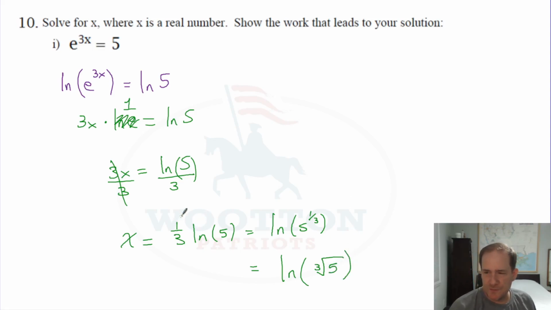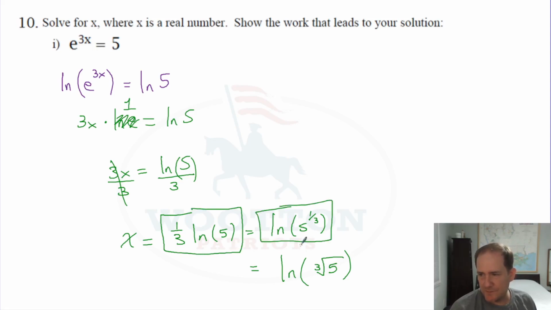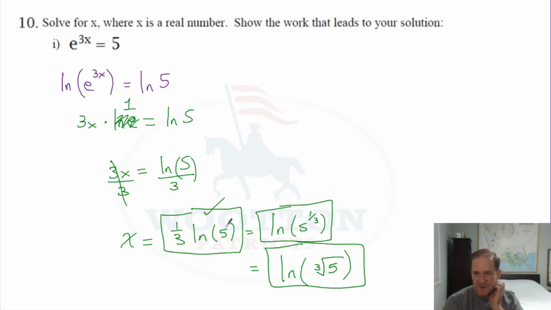So there will somewhat often be lots of different possible versions of the answer. I'm still going to stick with this, just keeping a nice basic expression that I'm taking a third of. Over here, I don't love rational exponents, and down here I don't love radicals. But both of these are fine, so however you left your answer would be okay.